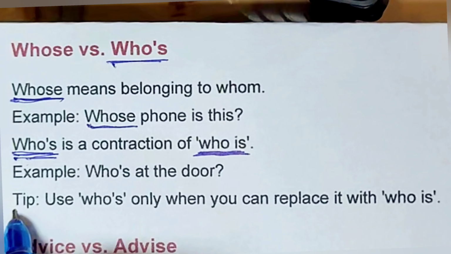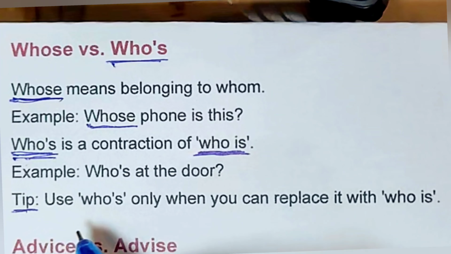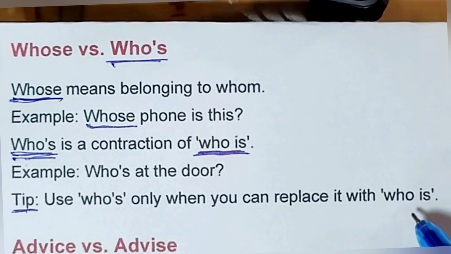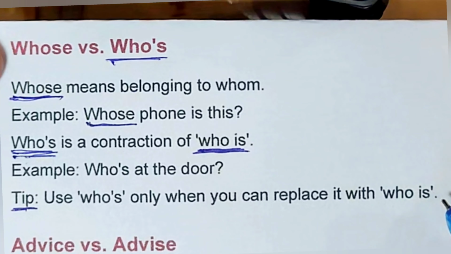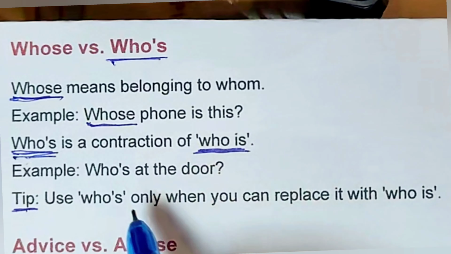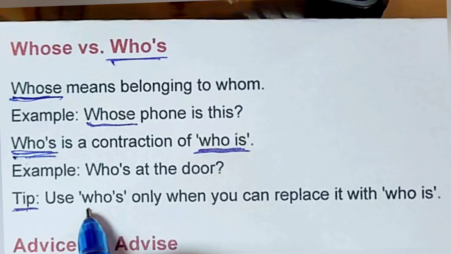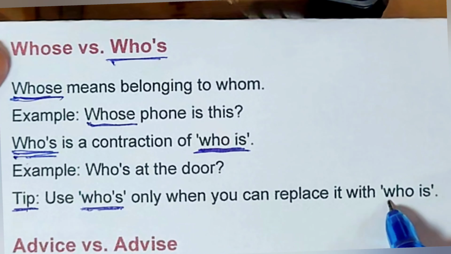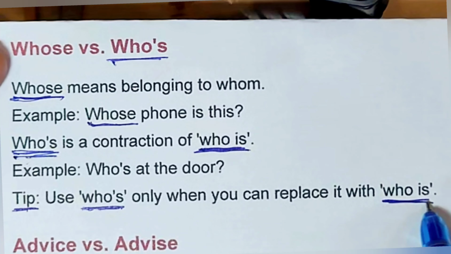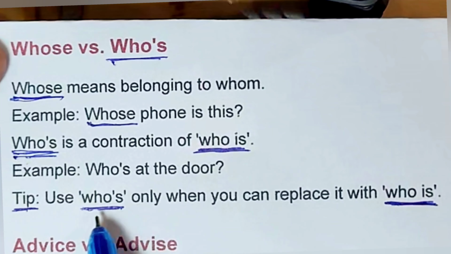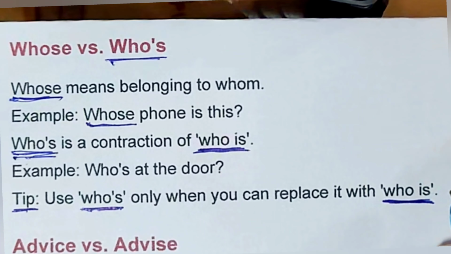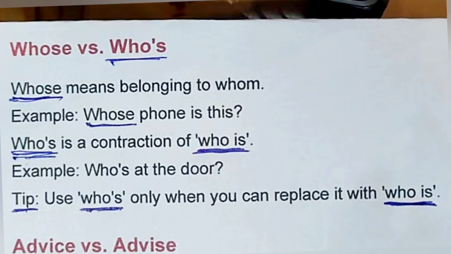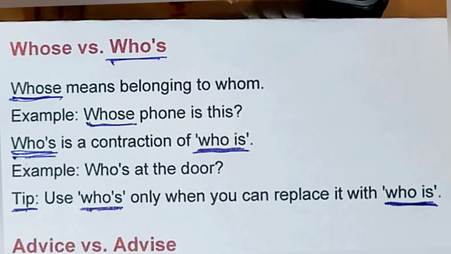And tip for these two words here: use who's only when you can replace it with who is. This means you can write who's when you can replace it like that in a sentence. Hopefully you understand these two words here, and let's move on to the next one.